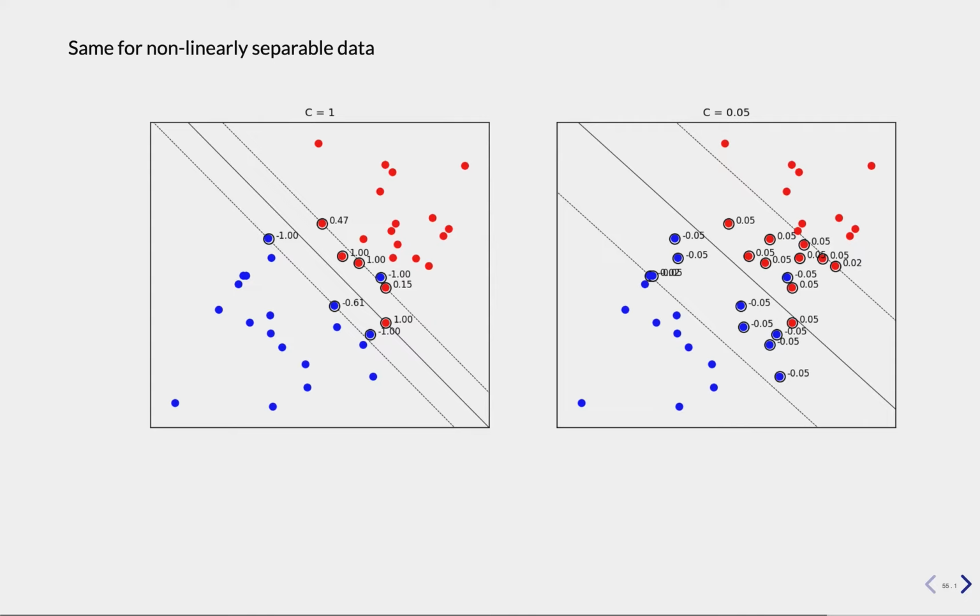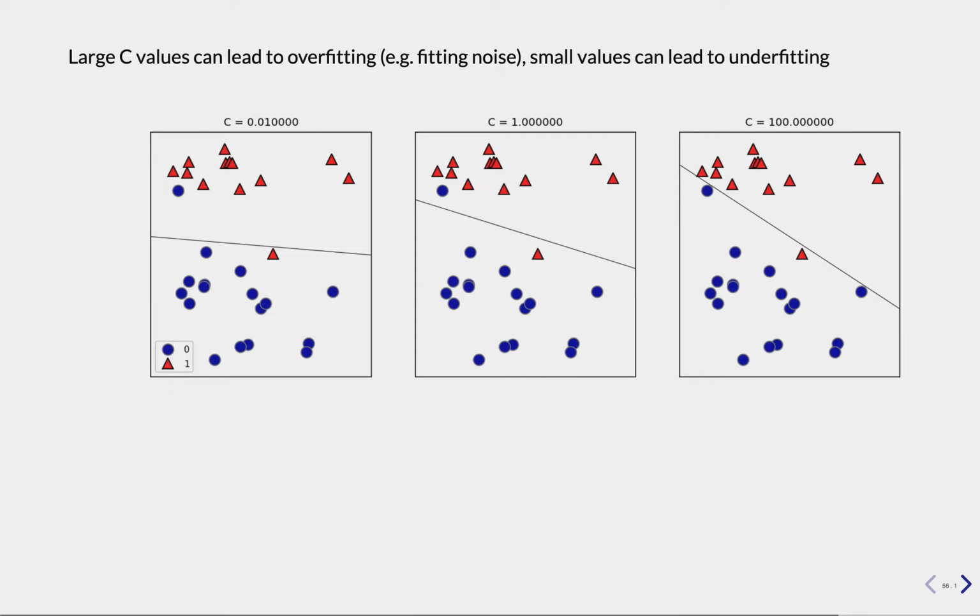The same thing happens for non-linearly separable data. So again, if I have a large C, I'll get fewer support vectors. If I have a small C, I will get a lot of support vectors. And if it's even smaller, maybe all your points are support vectors. And again, large C can lead to overfitting, right? So if I increase the C too much, then it will start fitting individual noise points. And while small values will lead to underfitting.